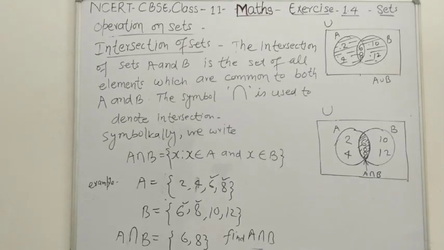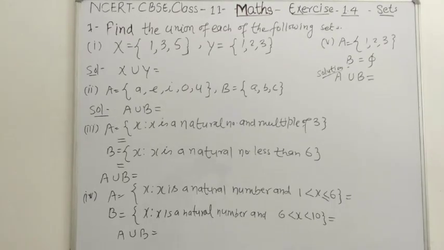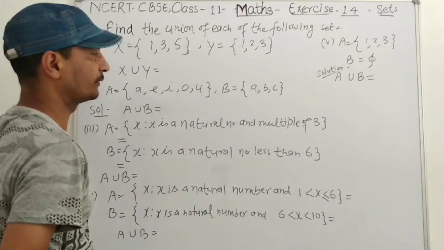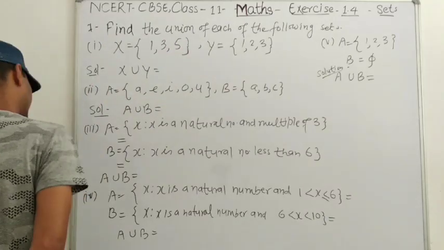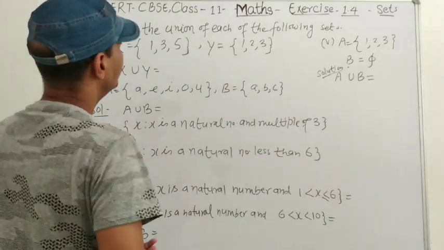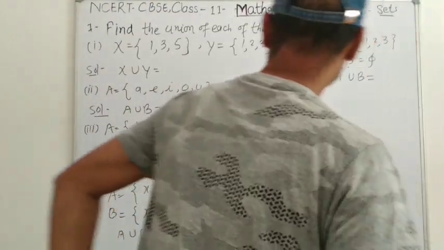So that is A intersection B, and we will do some questions from the exercise. Students, now see the solutions from question number 1. Number 1 is: find the union of each of the following sets. There are a total of 5 parts here.